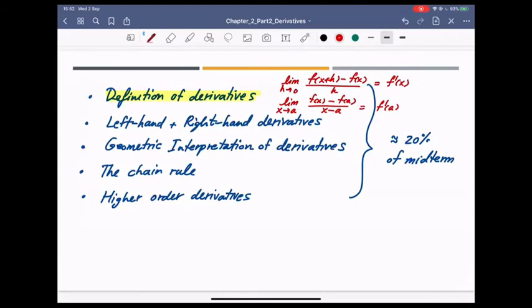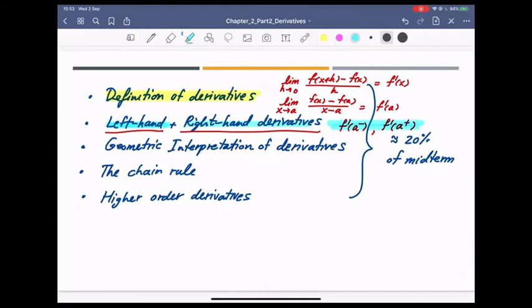The case where you usually use the definition is when you have to work with the left-hand and right-hand derivatives. Remember that we learned f prime a minus and f prime a plus. This is the left-hand and right-hand derivative. If they are equal to each other, of course, the derivative exists.